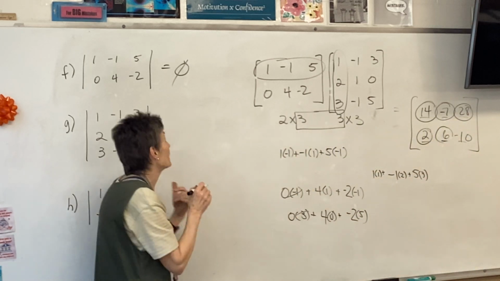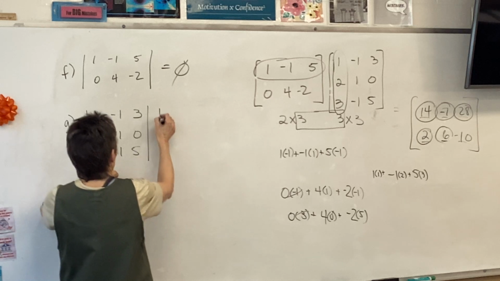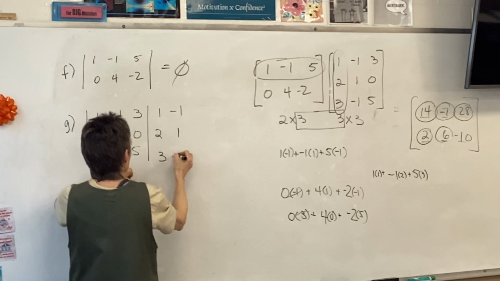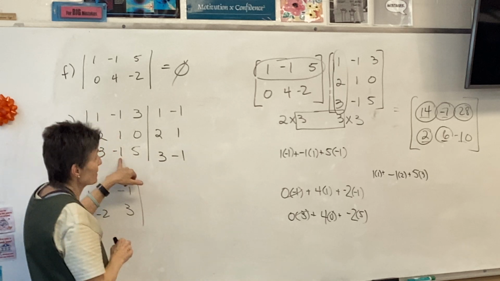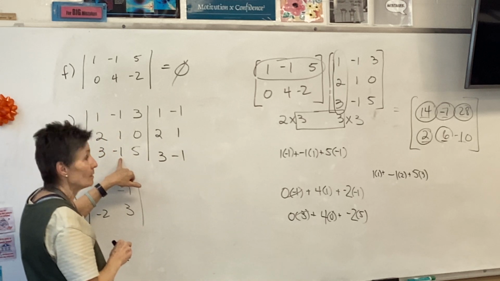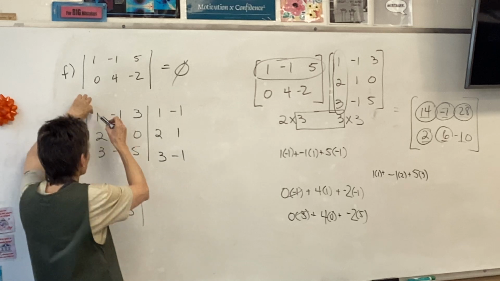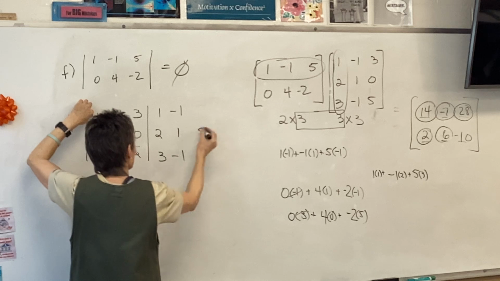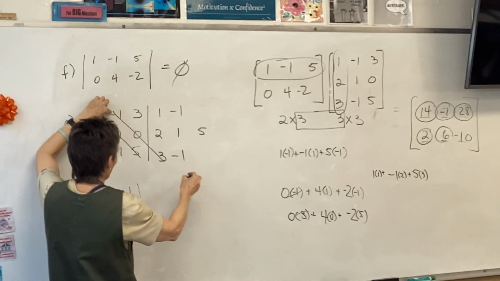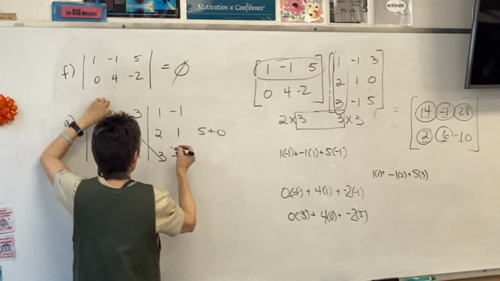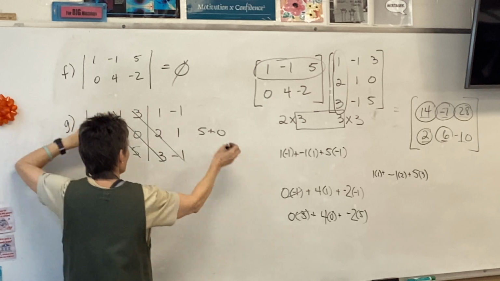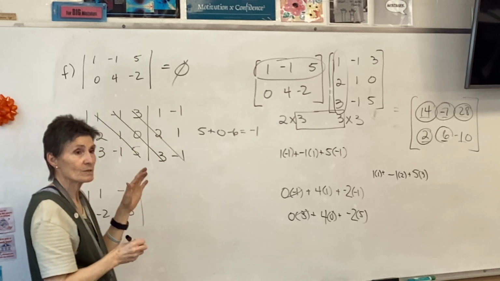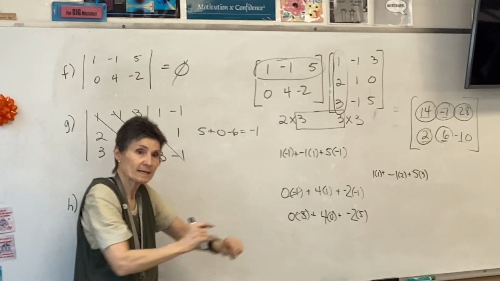All right, who remembers how we do this one? Write the first two rows on the outside: 1, 2, 3, negative 1, 1, negative 1. Let's make sure I copied that right. Okay, then we multiply and get 5, we multiply and get 0, and we multiply and get negative 6. So when I add all those up, I get negative 1.